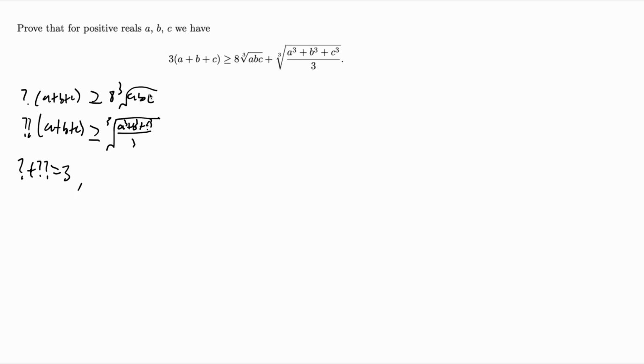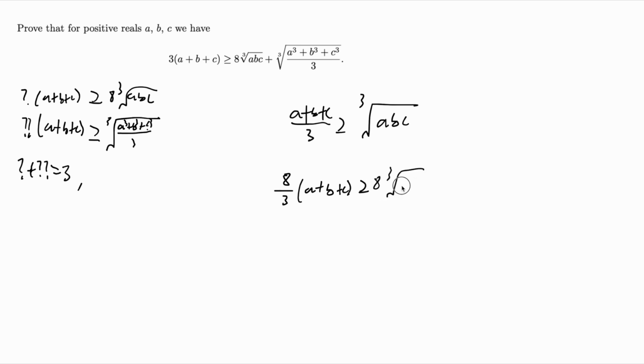So the first thing, this one is quite straightforward, and the reason is because we know that by AM-GM inequality, this is greater than or equal to the cube root of abc, and therefore this thing is greater than or equal to 8 times the cube root of abc.